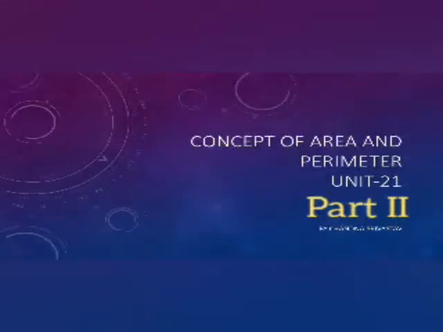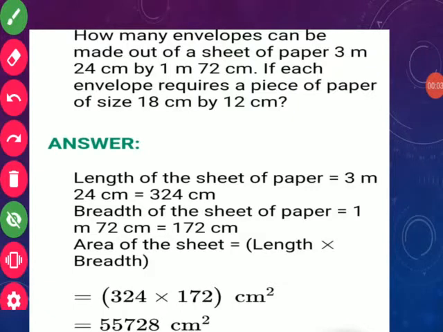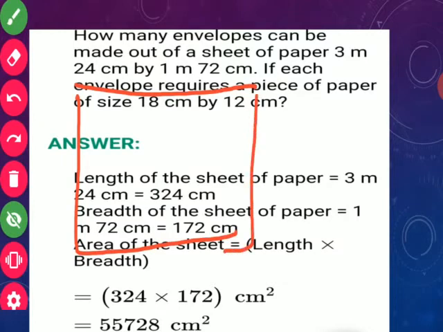Students, in this video we will solve some more questions of this chapter. How many envelopes can be made out of a sheet of paper which is 3 meter 24 centimeter by 1 meter and 72 centimeter, if each envelope requires a piece of paper of size 18 centimeter by 12 centimeter? So the question is what? A sheet of paper is there, and from this sheet envelopes are made.